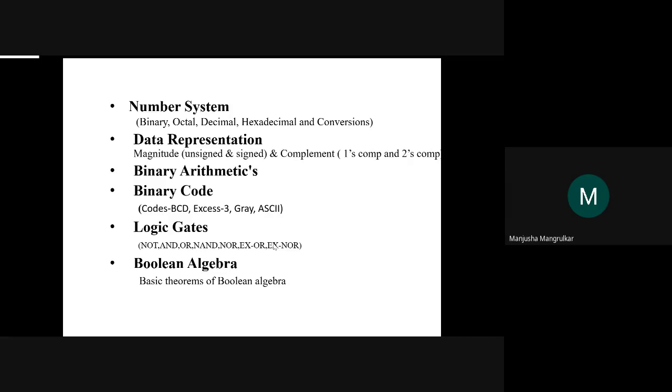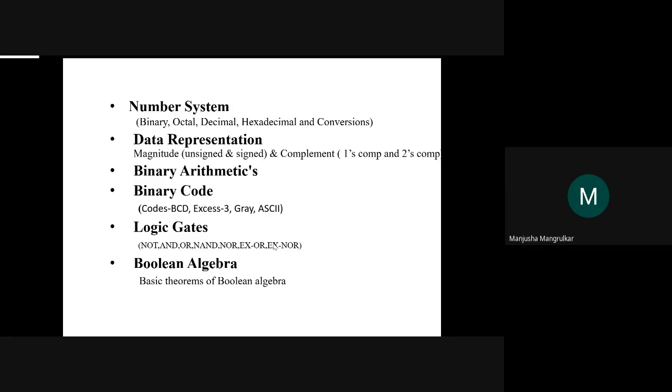Binary codes also, BCD code, that is 8421 type, 84-2-1 type, excess 3, gray and ASCII code. In the third lecture we have seen the logic gates, that is NOT, AND, OR, NAND, NOR, XOR, XNOR, their symbolic representation, truth table and Boolean algebra. At last we have seen Boolean theorems. What are the Boolean theorems in Boolean algebra?